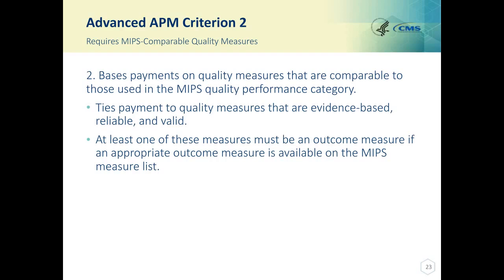So we tie payment to quality measures that are evidence-based, reliable, and valid. At least one of those measures must be an outcome measure if an appropriate outcome measure is available on the MIPS measure list. Next slide.